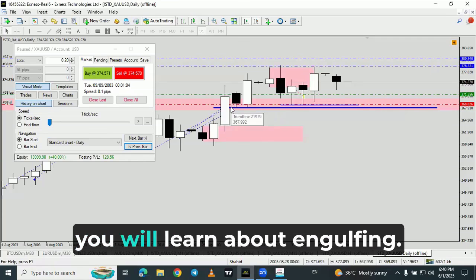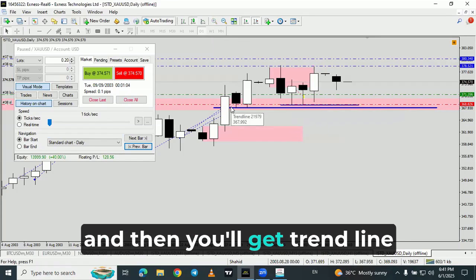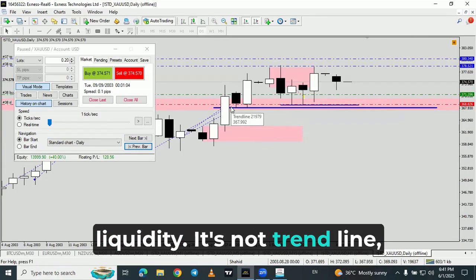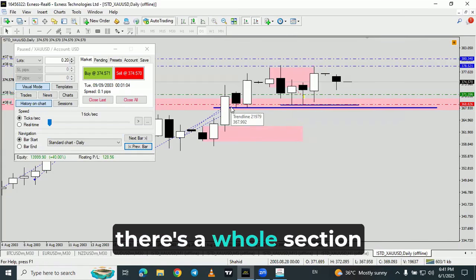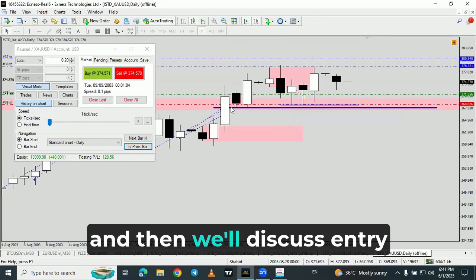In today's class, you will learn about engulfing, which engulfing to take or not to take, and then trend line liquidity. It's not trend line, it's liquidity. After that, there's a whole section on backtesting, how to do backtesting, and then we'll discuss entry modules.